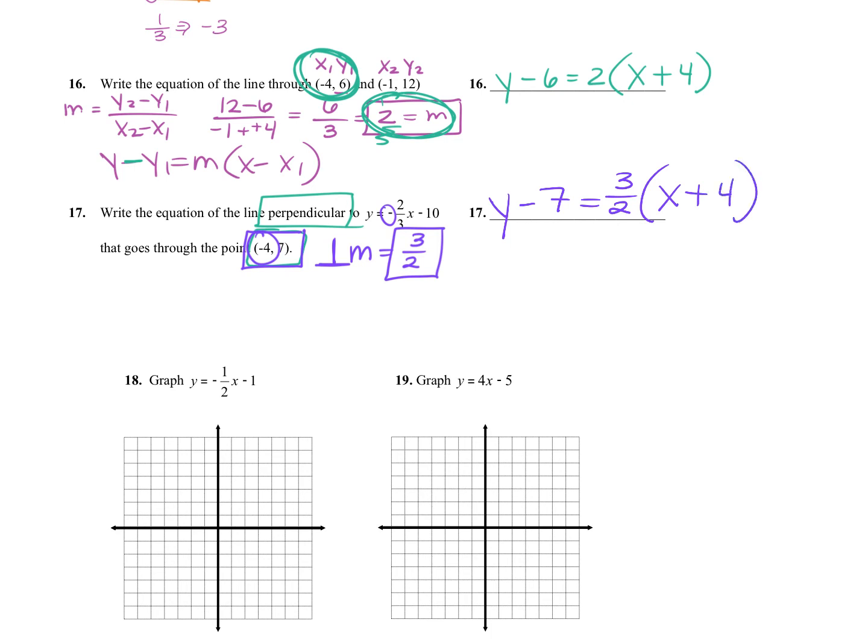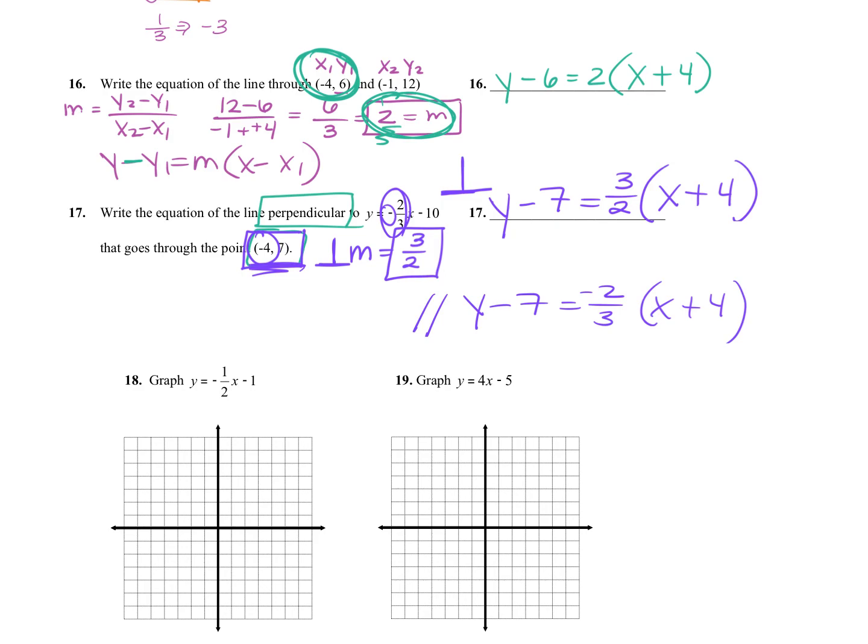Okay, pay really close attention on the test. Did I ask for parallel? Did I ask for perpendicular? Look at your slopes, and look at the words. If I would have asked for parallel, the slope would have just stayed the same. It would have been y minus 7 equals negative 2/3 times x plus 4. So this would have been parallel, and this would have been perpendicular. We're only using the slope from that first line and then the same point for both.